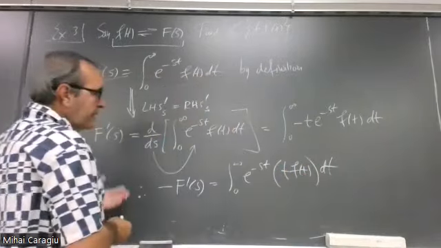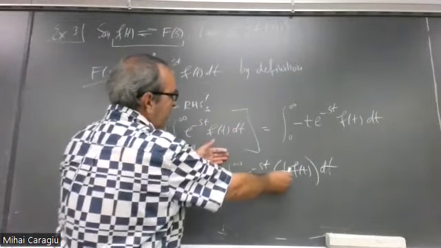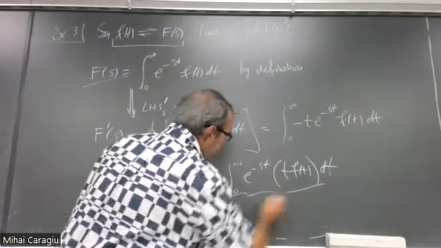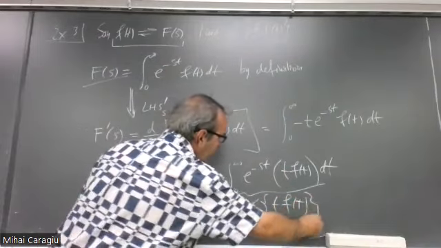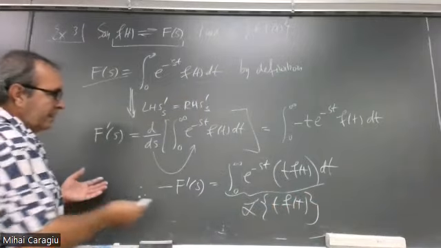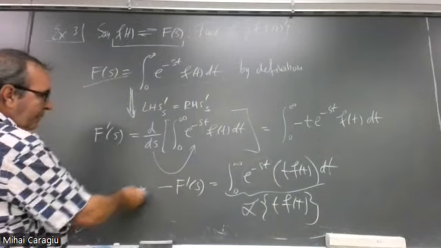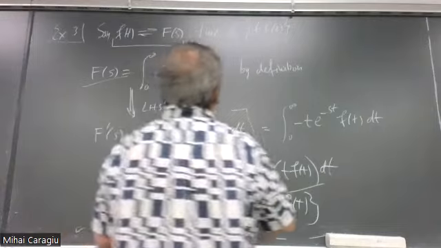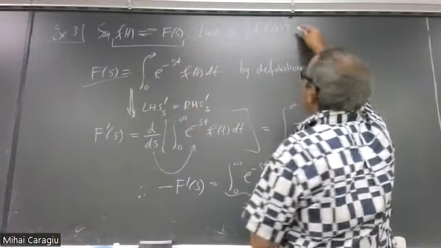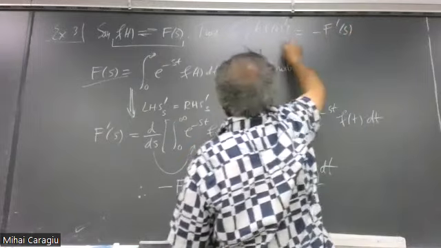So what is this? It is exactly the Laplace transform, the integral from 0 to infinity of e to the minus st times this function. That's the Laplace transform of t f of t. So it's just like magic. The Laplace transform of t f of t turns out to be minus the derivative of the Laplace transform of small f of t. So the conclusion: the Laplace transform of t f of t is minus F prime of s. This is the conclusion.